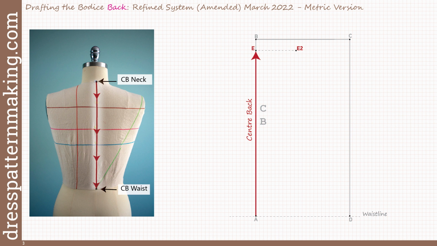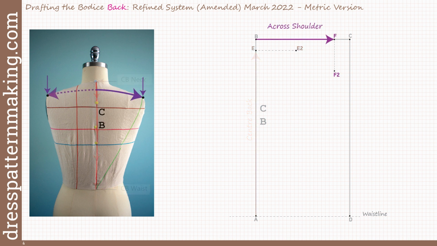Next is the centre back length measurement. Measurement number 24 on the chart. Using your centre back measurement, measure up from point A on that A to B line and mark point E. Then draw a line at right angles to the A to E line for about 10 centimetres and mark the end of that line, point E2. This is just a guideline and will help us draw the neck curve later. As it's a guideline, it doesn't need to be an exact length, which is why I say for about 10 centimetres.